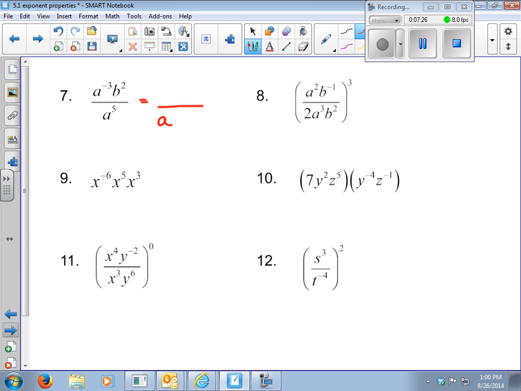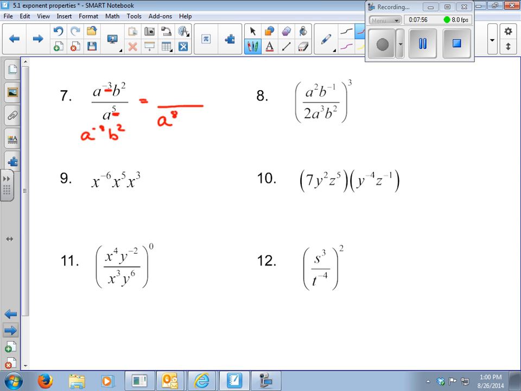5 minus negative 3 would be 5 plus 3 would be 8. So we have a total of a to the 8th that will end up in the bottom. If you were to use this from the top down, you'll get the exact same answer. A raised to the negative 3 minus 5 would be negative 8. B squared, and you can't leave negative, so it would flip anyway. So you'll get there. Sometimes you just get there faster by looking at the powers, identifying where it's larger.